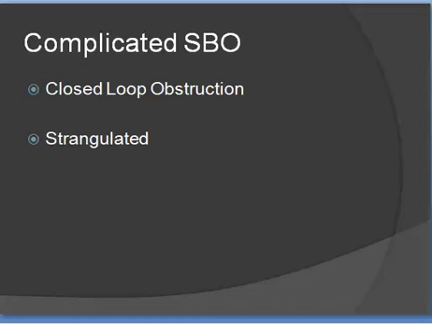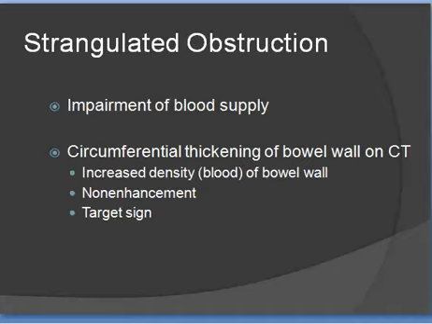Complicated small bowel obstruction: closed loop obstruction or strangulation. Strangulation is impairment of the blood supply. Circumferential thickening of the bowel wall on CT with increased density due to blood in the wall and non-enhancement, and finally a target sign. So what are the signs of strangulated obstruction? It is circumferential thickening with increased density of the wall, non-enhancement, and target sign.